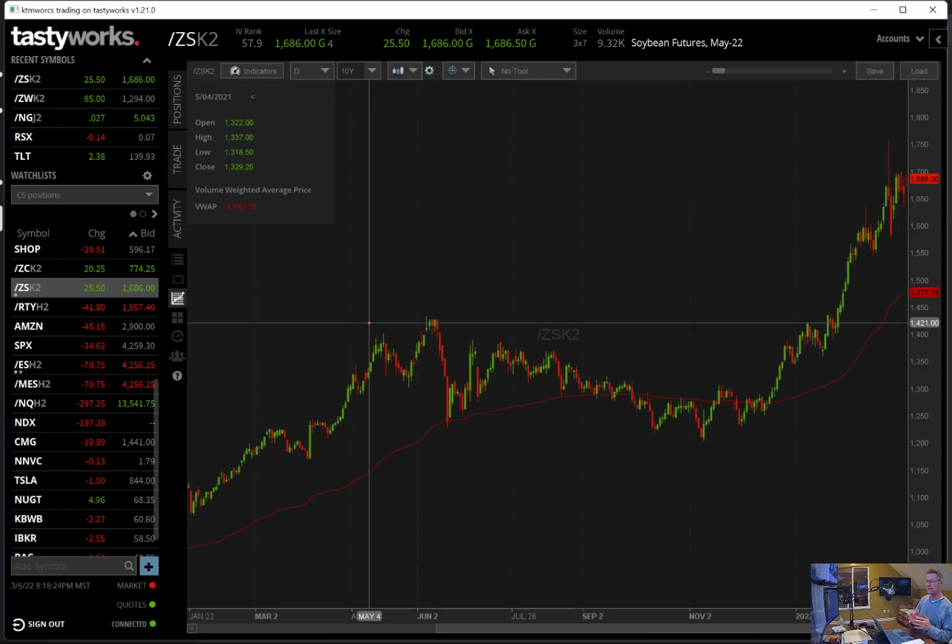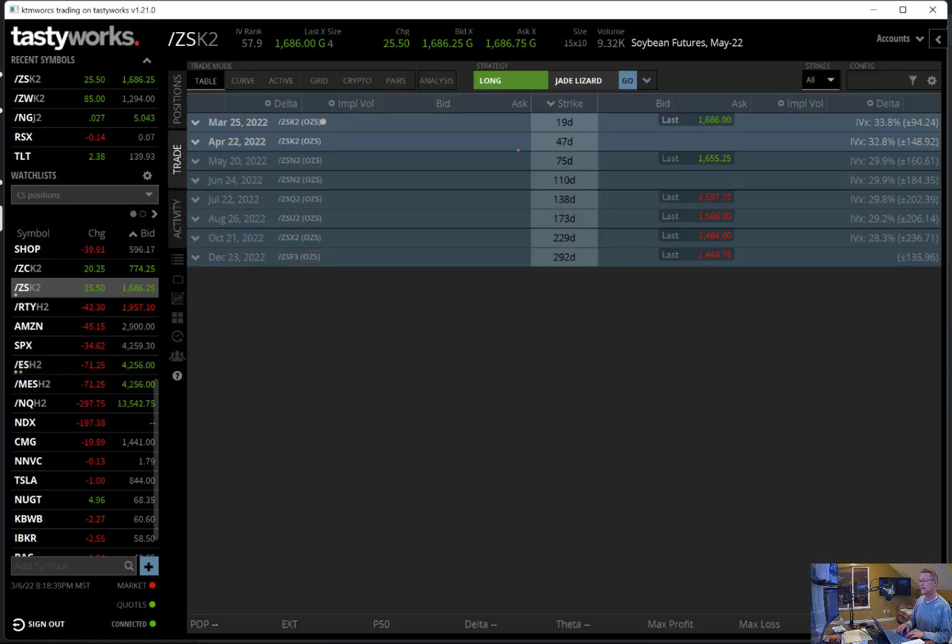So understand what I'm saying. It's getting dragged along with wheat in this almost parabolic move, but it doesn't quite have the same supply demand constraints. I feel like putting a bearish trade on soybeans right here is probably one of my favorite trades right now, of all trades out there, with 19 days to go in this current expiration cycle.